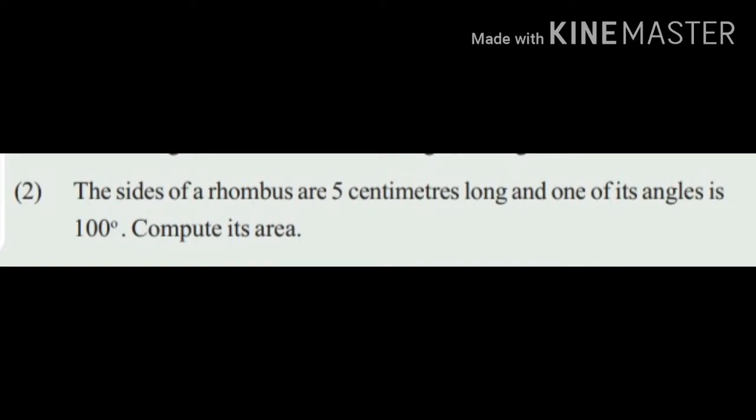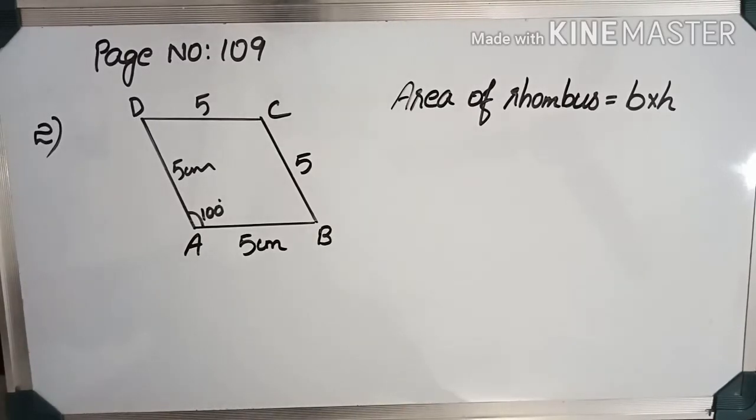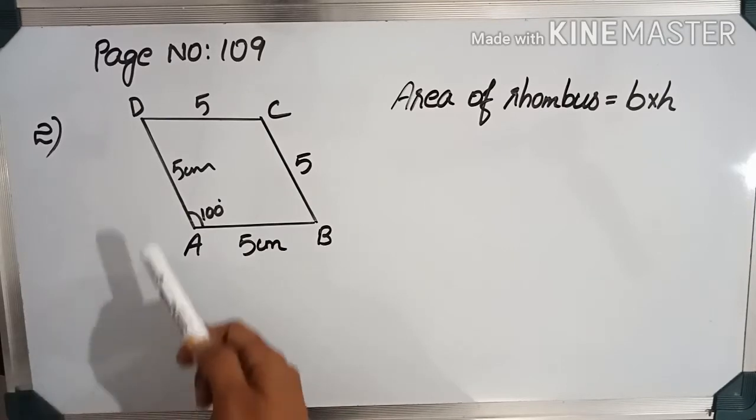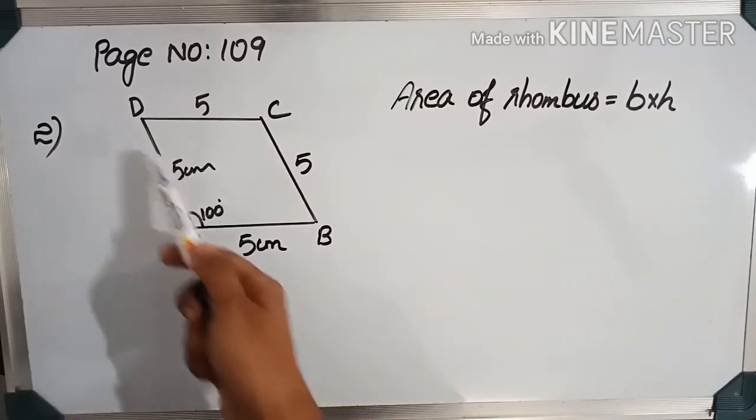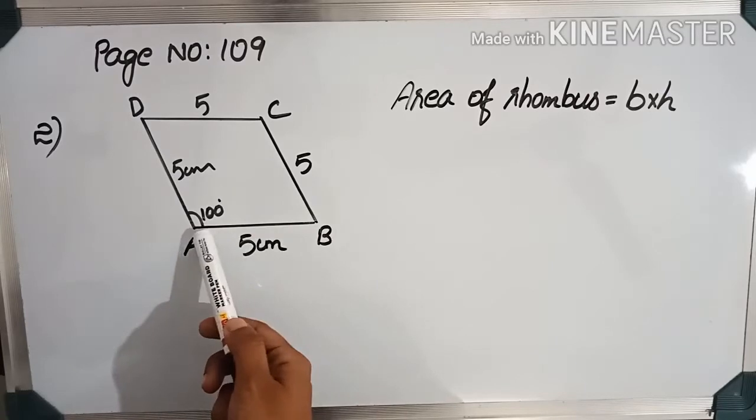The sides of a rhombus are 5 centimeter long and one of its angles is 100 degree. Compute its area. It's about a rhombus. So here in the second question also the figure is not given. So we have to draw a rough figure. Rhombus means all the sides are equal and the side given is 5 centimeter. All the sides are 5 centimeter and one angle is 100 degree. 100 degree means it is an obtuse angle. That means it will be here, not here, it will be here.